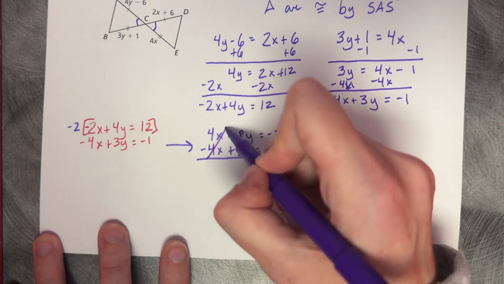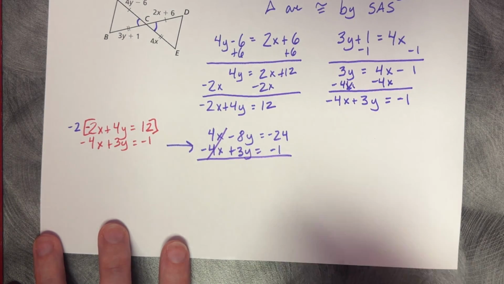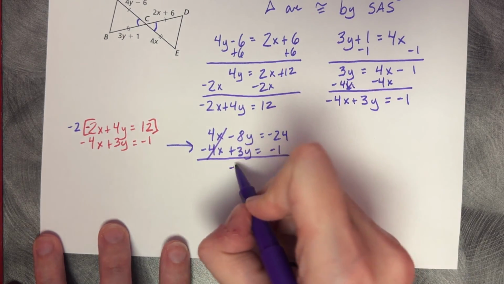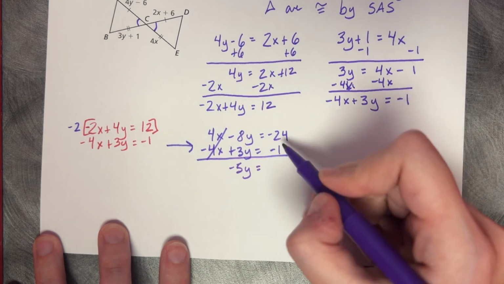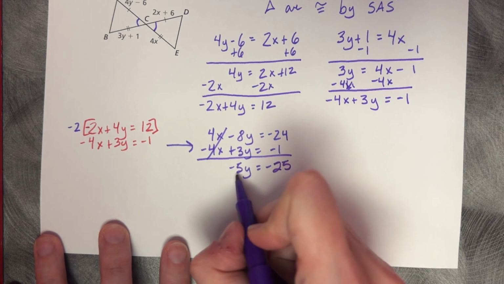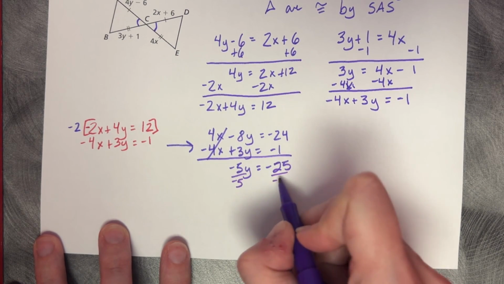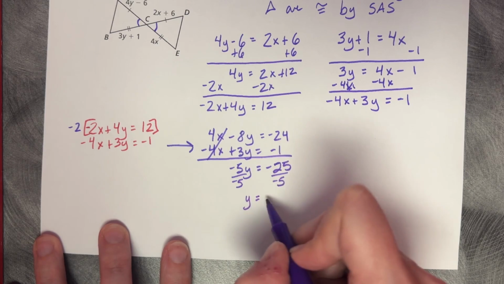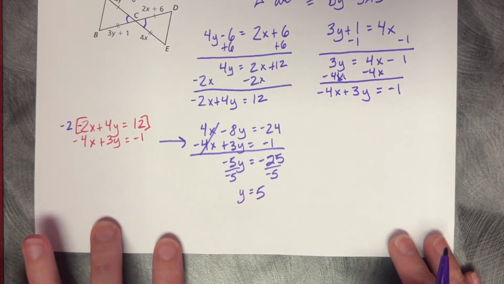So now I eliminate the 4x's. Negative 8y plus 3y is a negative 5y. And then negative 24 minus 1 is negative 25, more negatives. Divided by negative 5, and y equals positive 5.